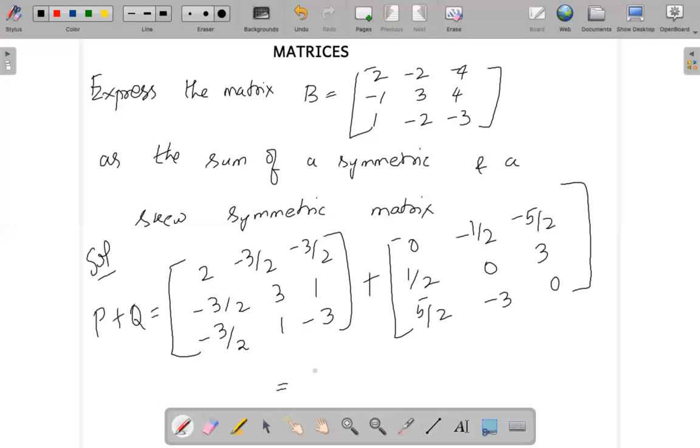So now when we add this, we get 2, minus 2, minus 4, and minus 1, 3 and 4, 1, minus 2 and minus 3, which is nothing but B. So B is represented as the sum of a symmetric and a skew symmetric matrix. So that's what we have done.